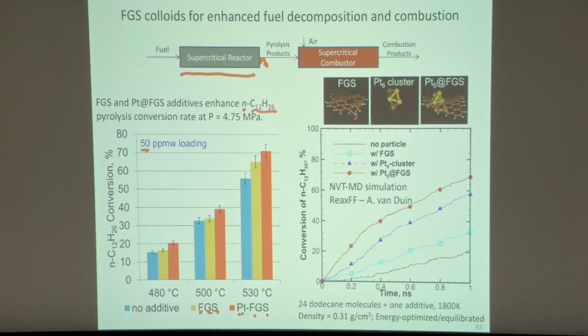You can see molecular dynamic calculations were also done in which clusters were formed of just the FGS, a platinum cluster, or the combination of a platinum cluster on an FGS, and the combination actually showed the conversion rate to be the highest.